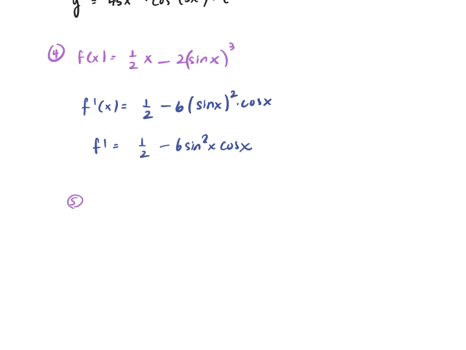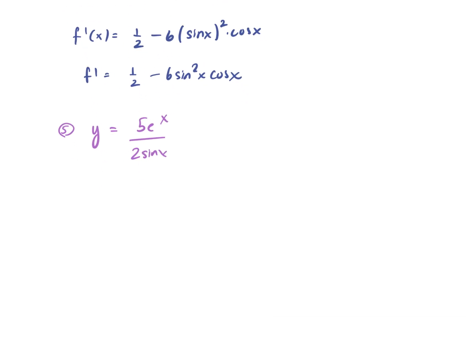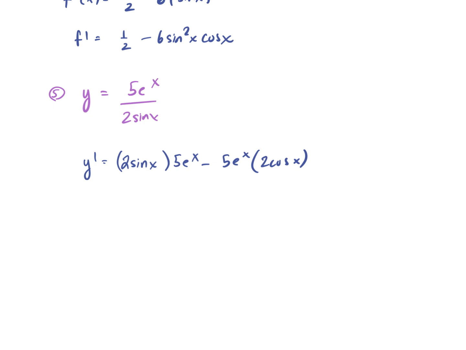For number 5, it is quotient rule. So y equals 5 e to the x over 2 sine of x. So it's low d high minus high d low over bottom squared. So we get y prime, so it's low d high, so that would just be 5 e to the x. So low d high minus high, and then d low is 2 cosine of x, like that. And then it's over the bottom squared. I'll bring that back in a second.